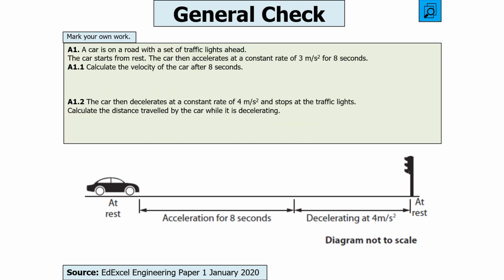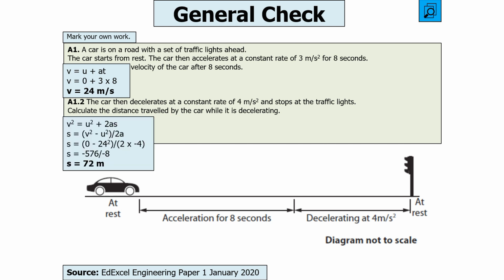Okay, we know that we can use our equations of motion. v equals u plus at, v equals 0 plus 3 times 8, v equals 24 meters per second. In the second one, we can use v squared equals u squared plus 2as. So s equals v squared minus u squared over 2a. So it's going to be minus 576 over minus 8, so it's 72 meters.